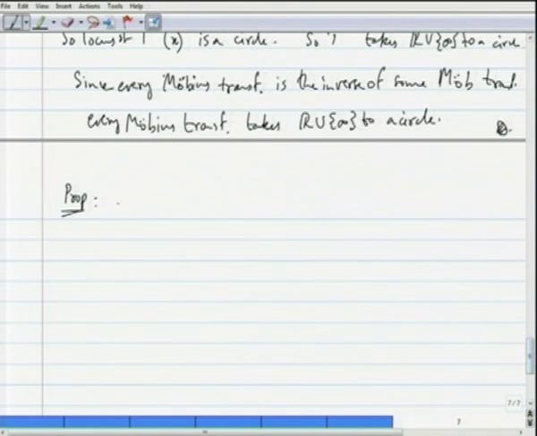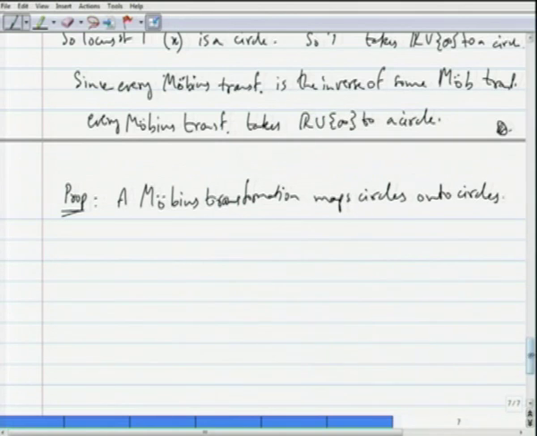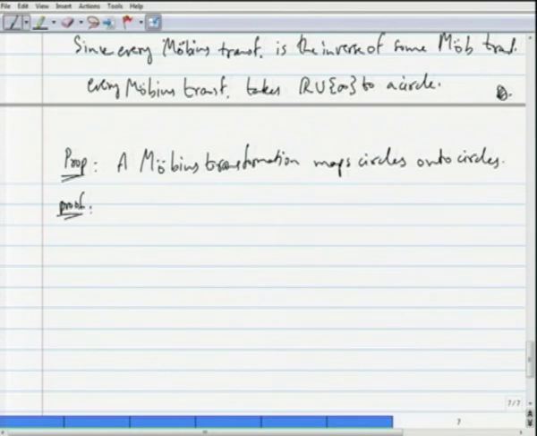Next, we will show the following proposition, based on this one, which we have been aiming at. A Mobius transformation maps circles onto circles. Now, this follows easily from the previous proposition. So let z1, z2, z3, z4 be four distinct points on a given circle gamma.